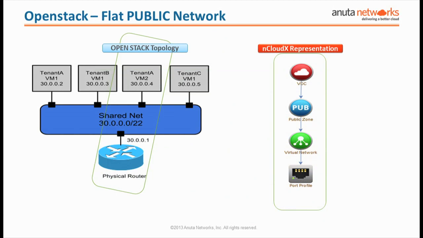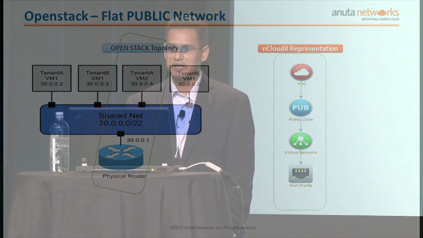So here is one example of how we map the OpenStack networking use case into our service design. Here is a simple example of a flat public network, specified by OpenStack as one of the use cases. It can be represented in nCloudX as a container which has a public zone and a virtual network.